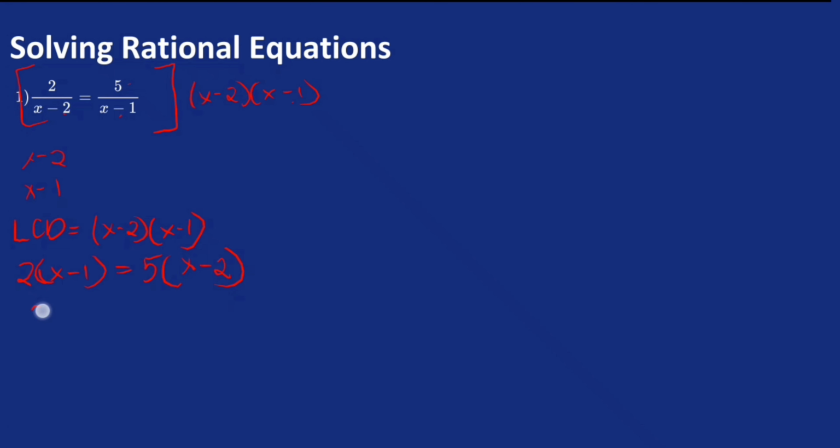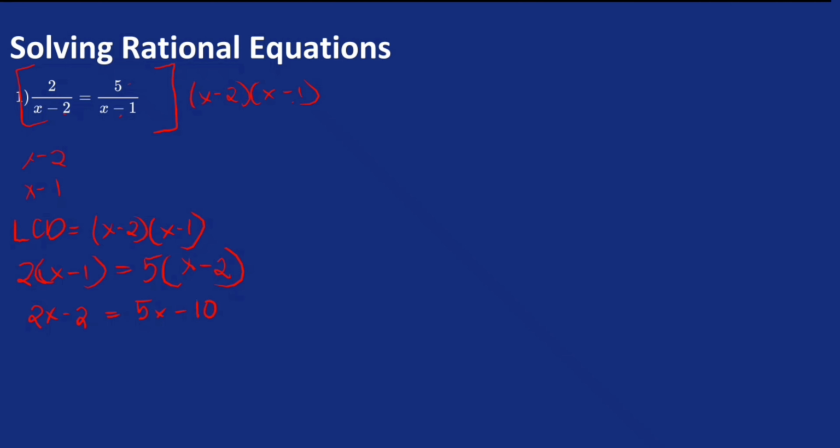2 times x minus 1 is 2x minus 2 equals 5 times x minus 2 is 5x minus 10. If your equation results in an equation whose highest exponent of the variable is 1, then that means it is a linear equation. And to solve that, we'll just isolate x on one side of the equation and the constant on the other side.